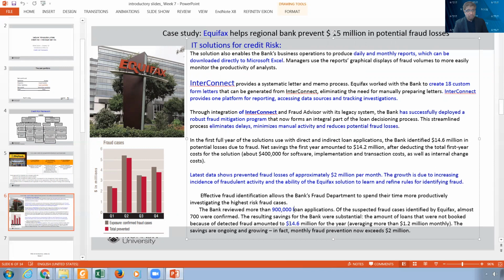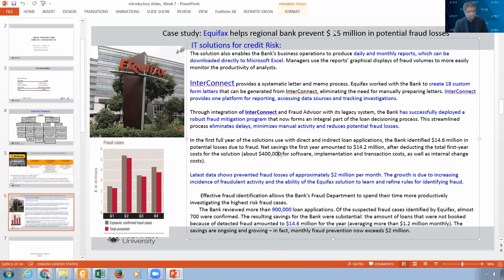They found a fraud of 14.6 million, which means around 1.2 million monthly. This is a fraud of loans. And actually that was increasing. It reached 2 million monthly. How much did they give to this IT solution company, to Equifax? They gave them, I think, 400,000.